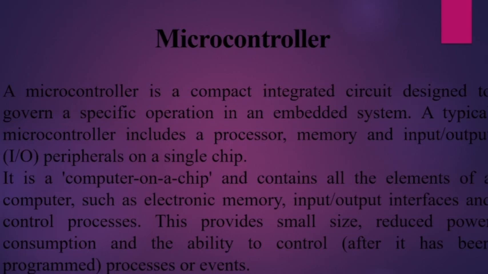Next is microcontroller. What is exactly a microcontroller? A microcontroller is a compact integrated circuit designed to govern a specific operation in an embedded system. A typical microcontroller includes a processor, memory, and input-output peripherals on a single chip. It is a computer on a chip and contains all the elements of a computer, such as electronic memory, input or output interfaces, and control processes. So this provides small size, reduced power consumption, and the ability to control processes or events after it has been programmed.